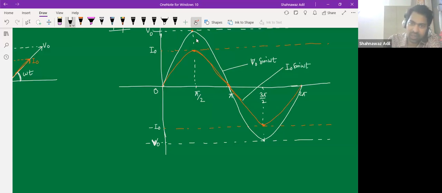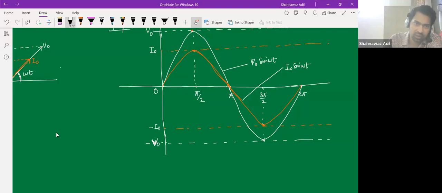Okay, when the voltage is reaching maximum, the current is reaching maximum. When voltage is reaching minimum, the current is reaching minimum. So they are in the same phase, right? The way the voltage is varying, the current is varying with the same. Is this clear? Yeah, sir. Is this graph clear?